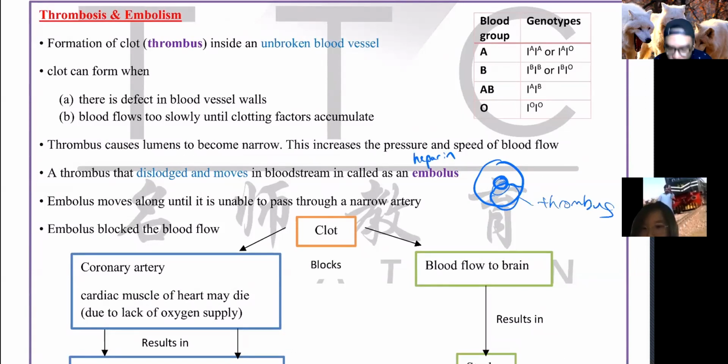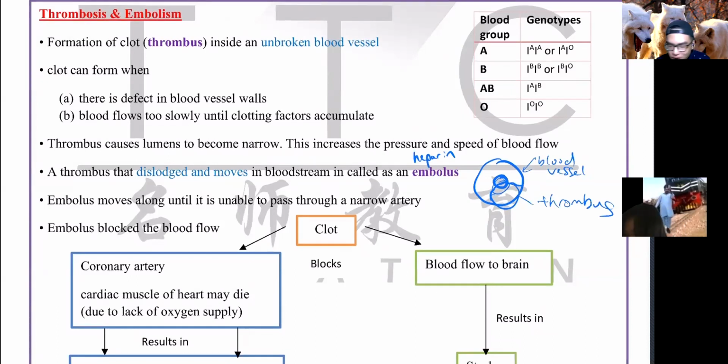Sorry, this is not, this is a blood vessel. Pardon my drawing. This is a blood vessel. So if you have a very serious cholesterol issue, normally they will prescribe you heparin to take every day, because it reduces your chance of doing so.